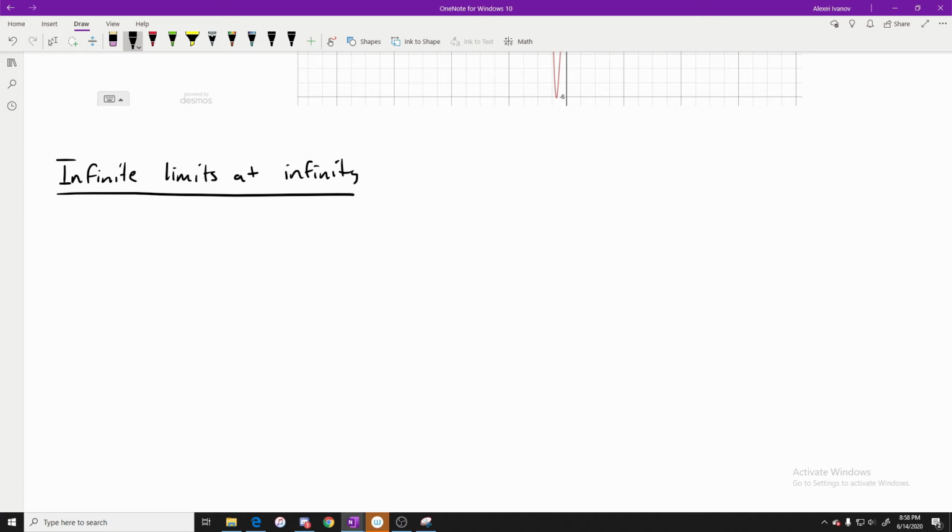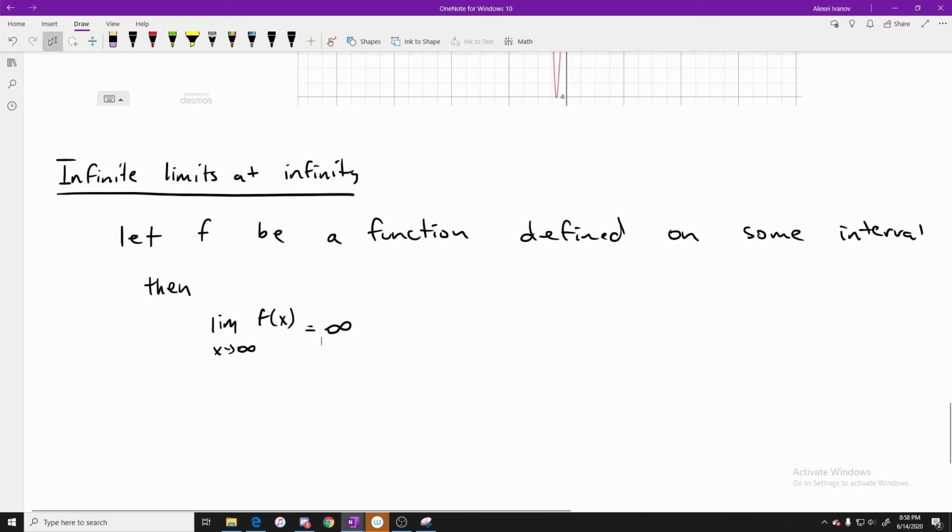So here's the formal definition for it. Let f be a function defined on some interval. I forgot to mention the interval, but let's say it's a to infinity. And then this infinite limit at infinity is denoted like this. So the limit of this function as x approaches infinity is equal to infinity. And like the title says, it's an infinite limit at infinity, meaning we're going towards infinity with our x value, and our y value is going towards infinity as well.